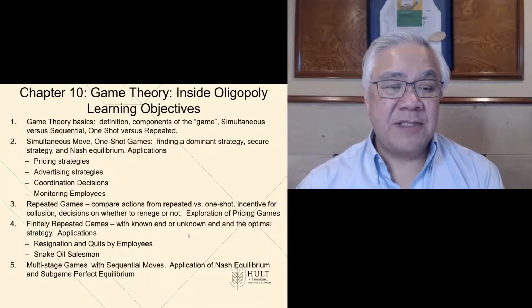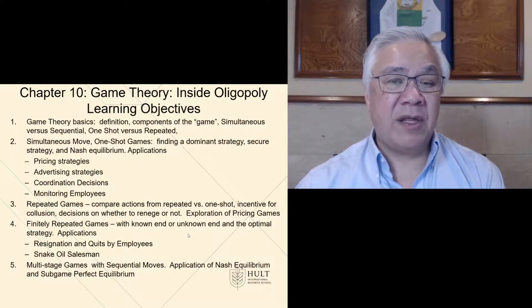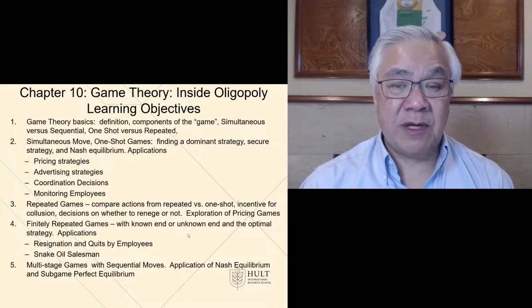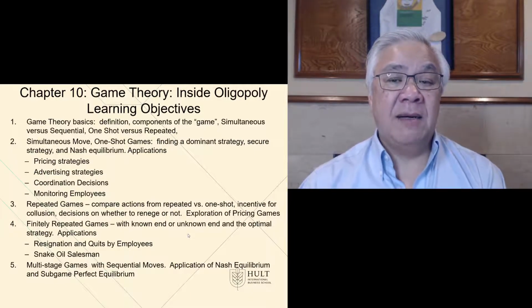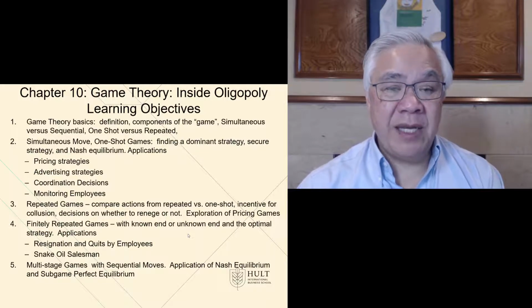So let's summarize chapter 10. We looked at the game theory basics. What is game theory? What are the components that need to be specified? Is it simultaneous or sequential in terms of the moves made by the various participants? And is it one shot or is it repeated?